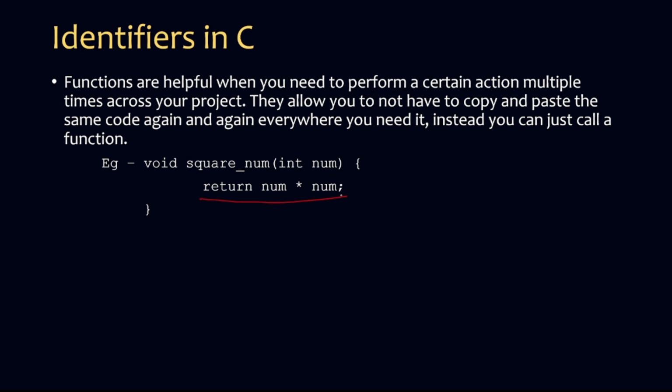So this is a piece of code that is related to this function called square num. The function called square num just takes an input here that's called num. This is the type, and this is that argument's name, num. So this function takes in an input called num, then squares it and then returns it.